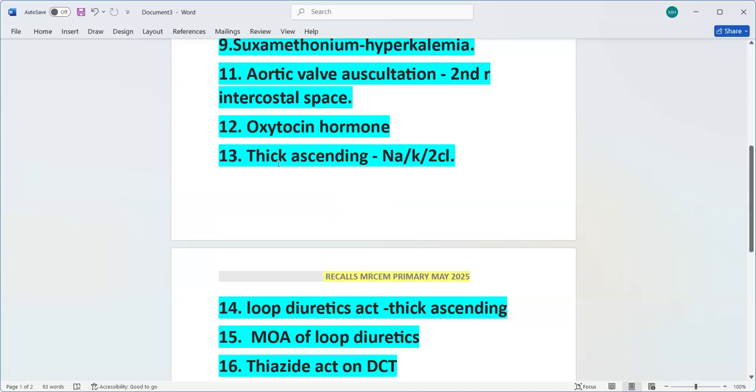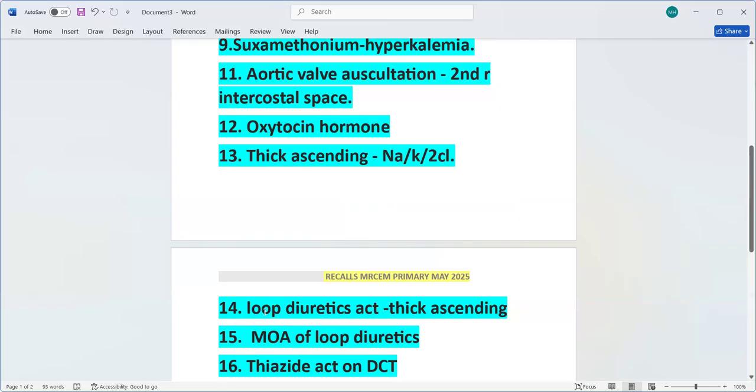The first was about the channels present on the thick ascending loop of Henle. There is a sodium, potassium, and chloride co-transporter present in the thick ascending limb of the nephron. There were other options like sodium chloride and sodium potassium channels. So the correct answer is the sodium, potassium, and chloride co-transporter present on the thick ascending loop of Henle.